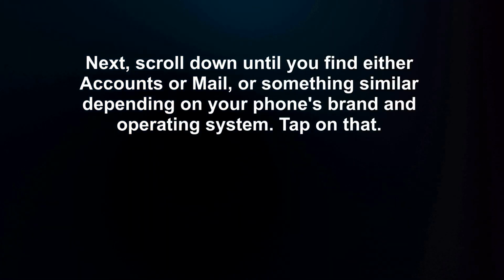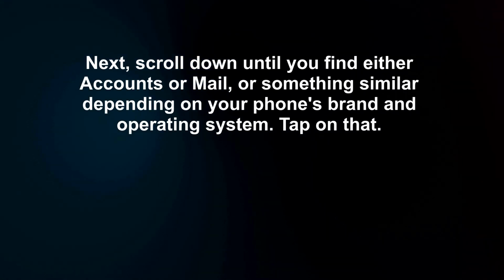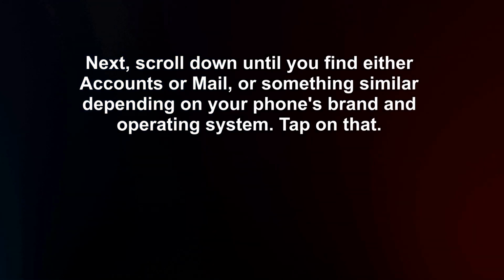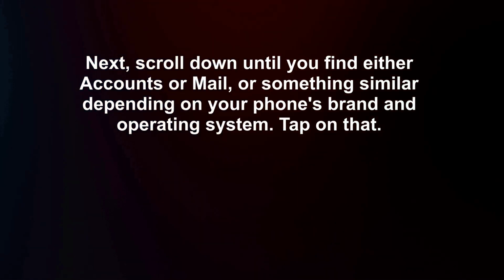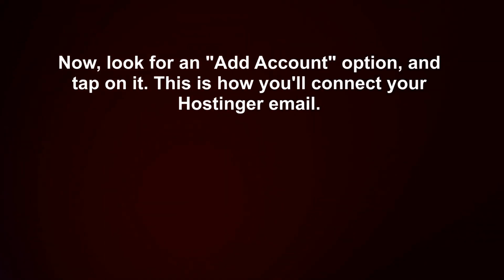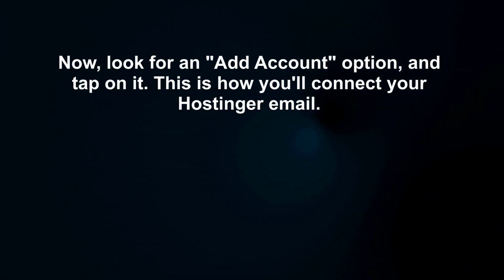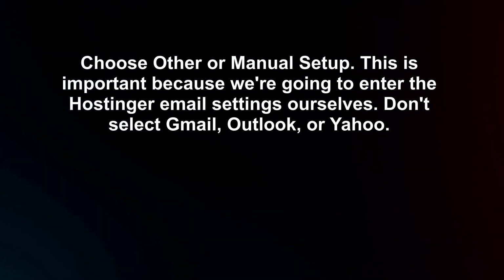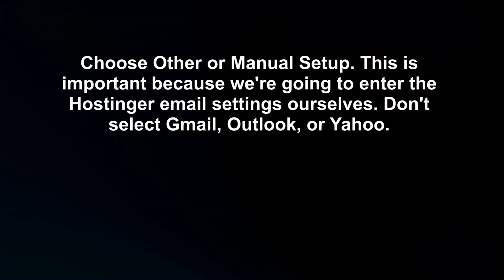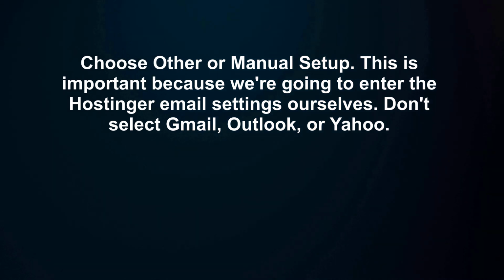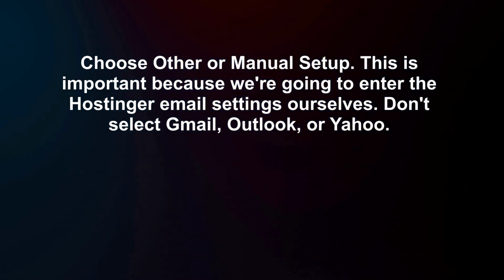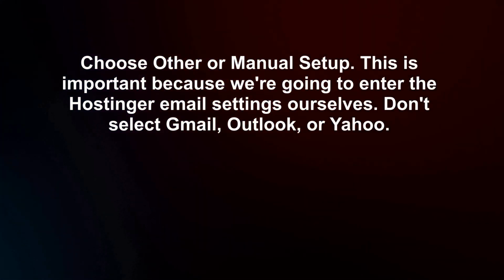Next, scroll down until you find either Accounts or Mail, or something similar depending on your phone's brand and operating system. Tap on that. Now, look for an Add Account option, and tap on it. This is how you'll connect your hosting or email. Choose Other or Manual Setup. This is important because we're going to enter the hosting or email settings ourselves. Don't select Gmail, Outlook, or Yahoo.